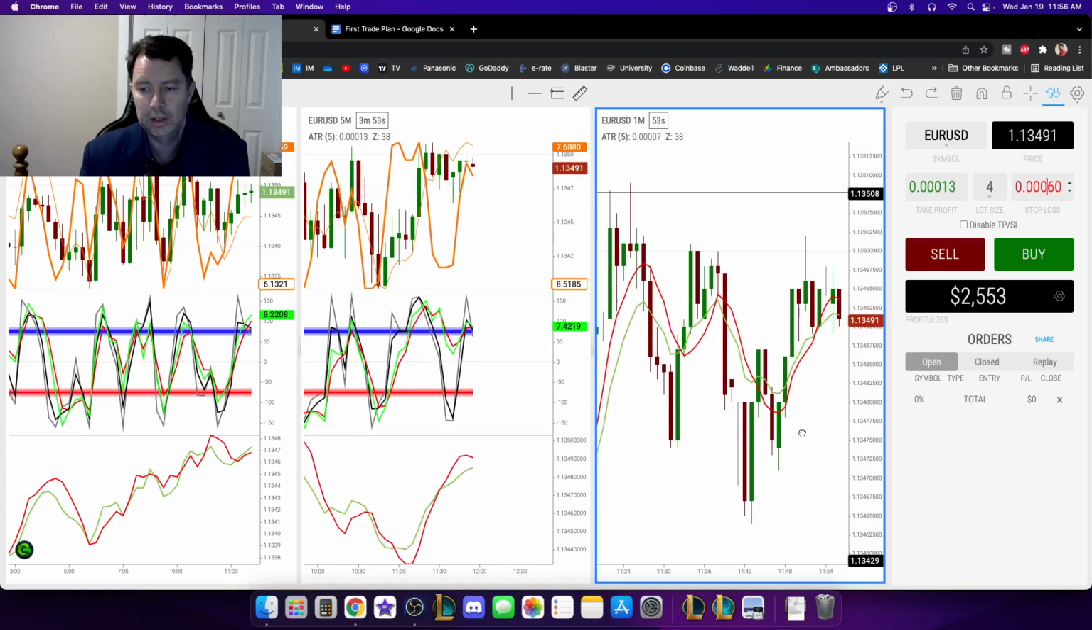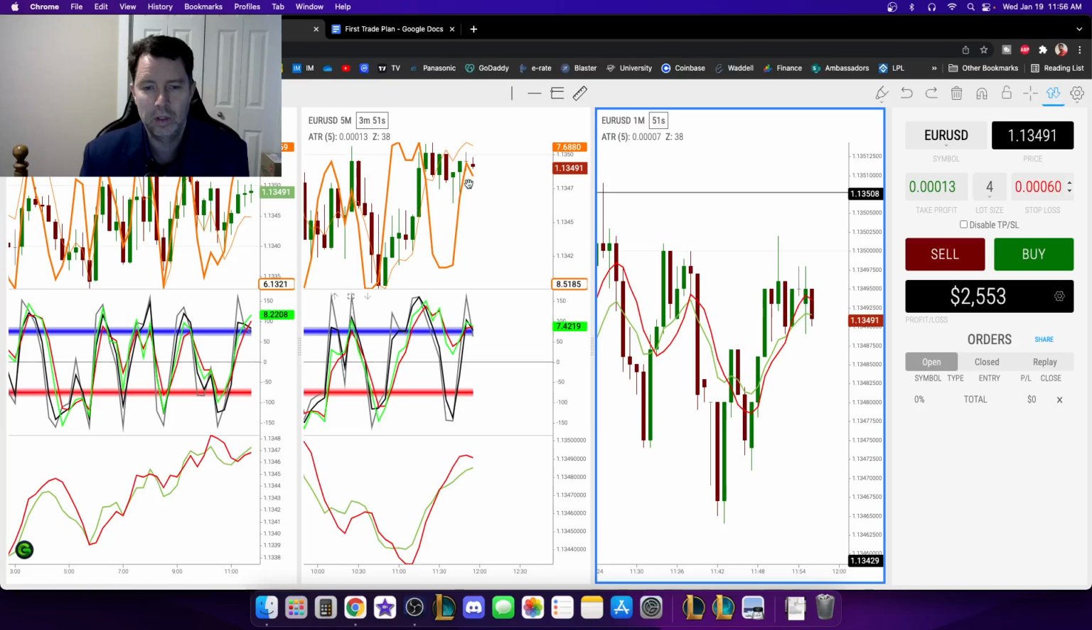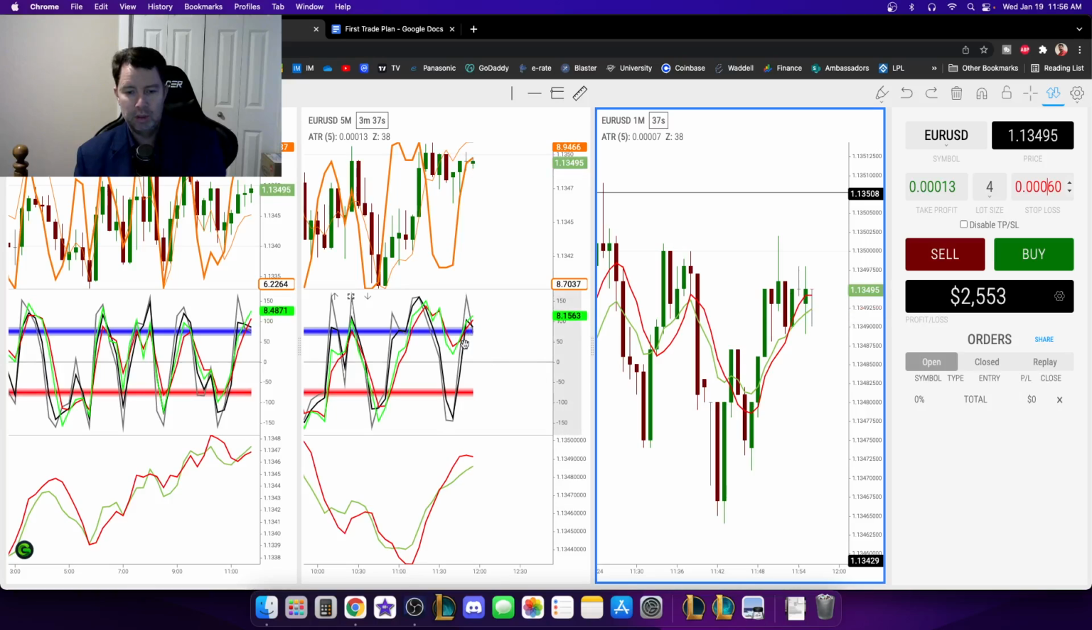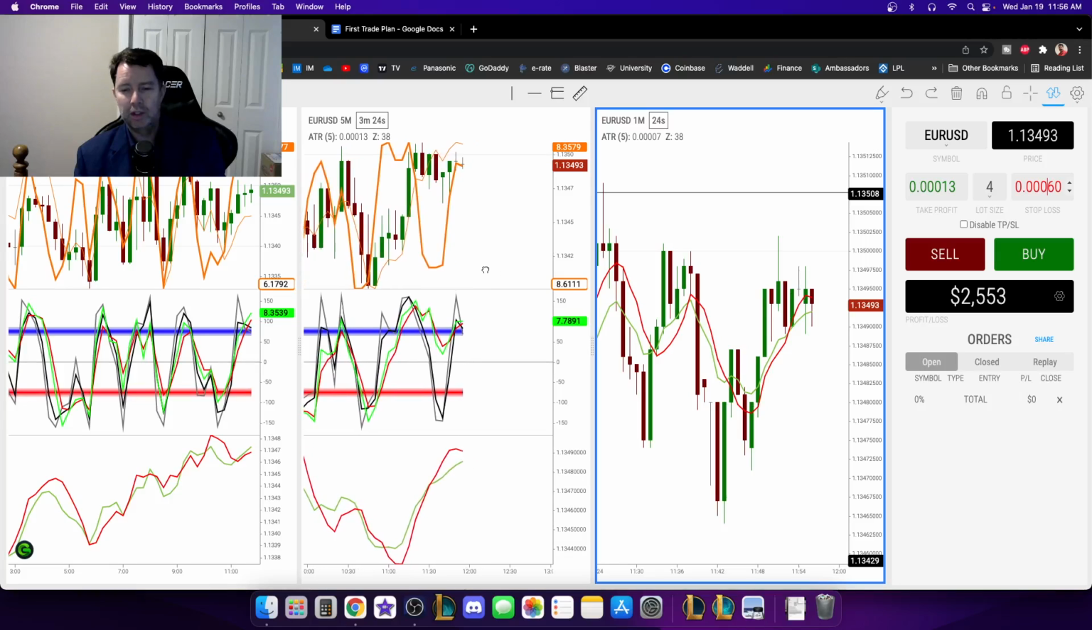So here is the movement I was hoping for. Yellow lines are headed down. Yellow lines, I call them yellow. I don't know if they're orange. Orange or yellow are headed down. We were above 8, so we're now dropping into this channel between the blue and the red. The red is still on top, so that is a sell signal to me. So we've got to wait 3 minutes and see what this 5-minute chart is going to tell me.